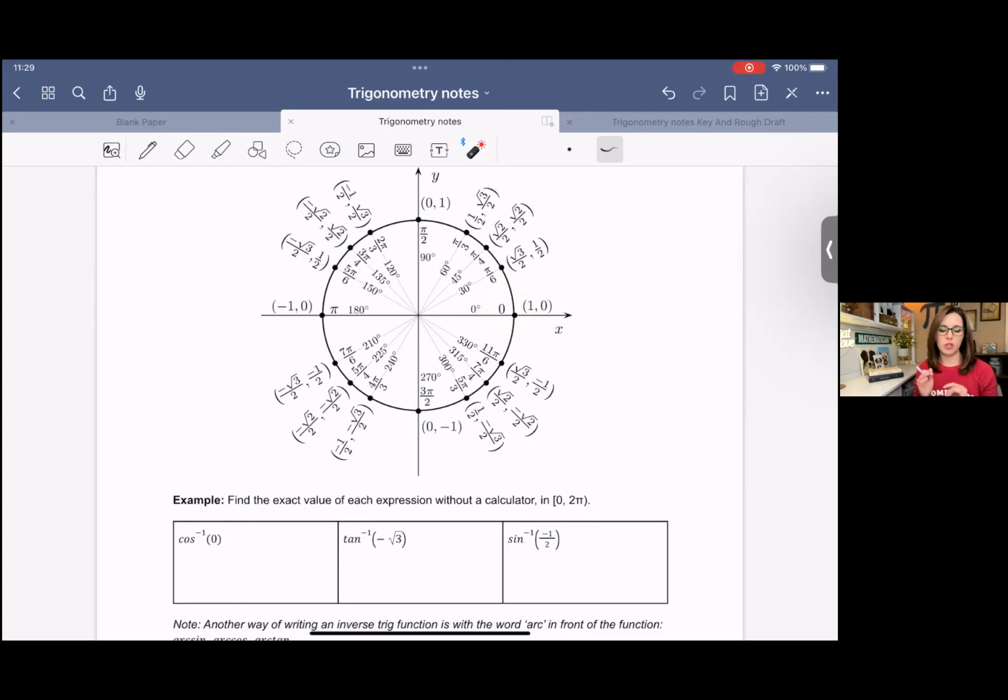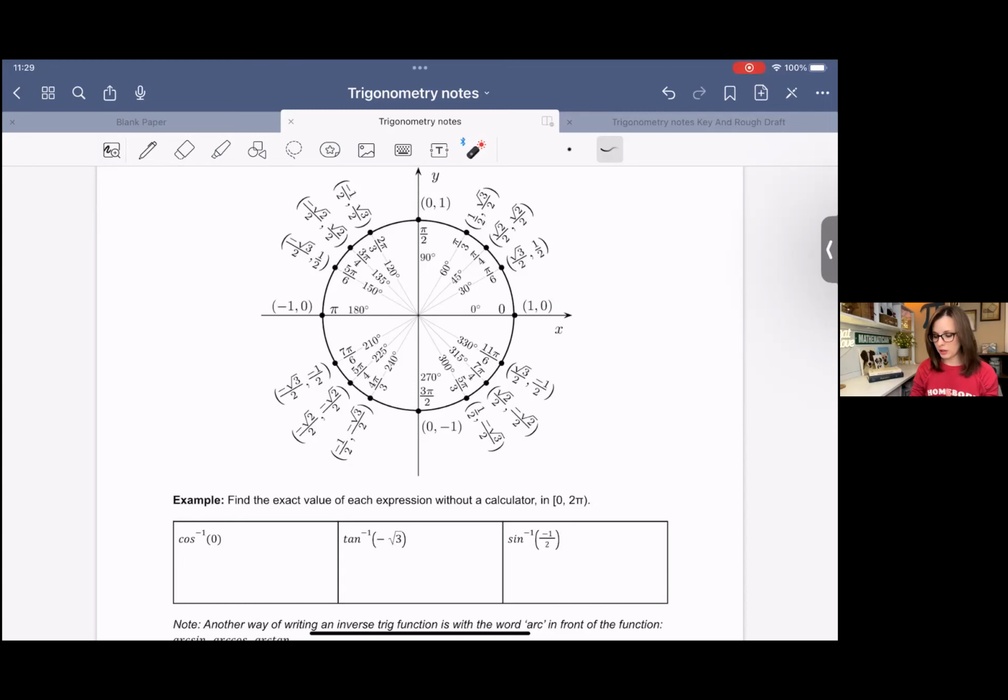So I just said, just include 0 and not 2 pi there. So if we're finding the inverse cosine of 0, then basically we're looking for all of the angles in radians where cosine is 0. Remember that cosine is associated with x. So I am focusing on the x values.